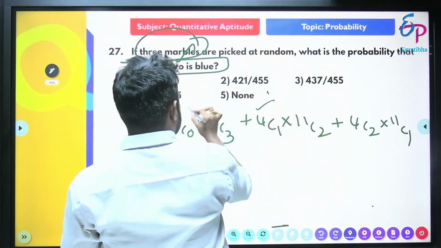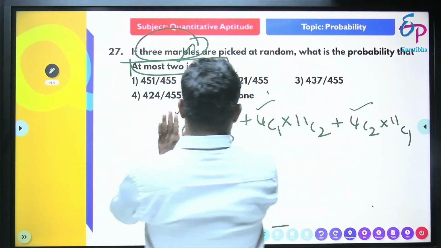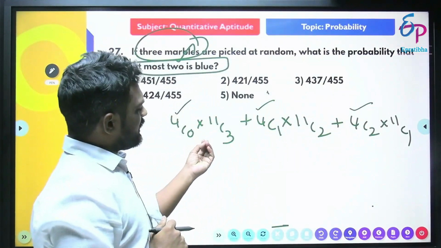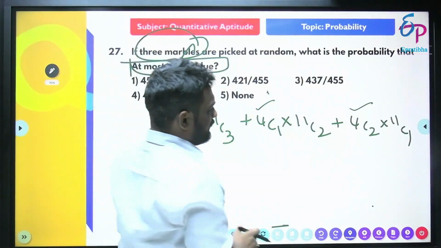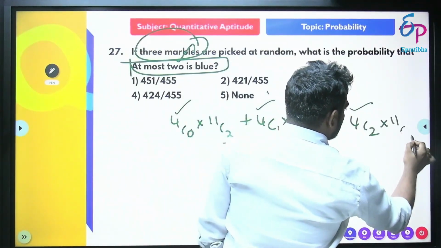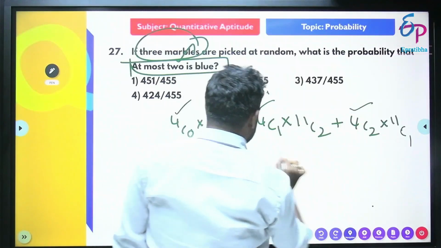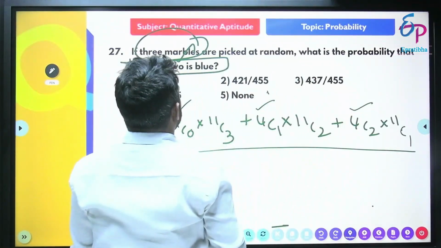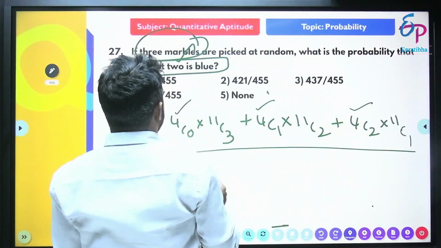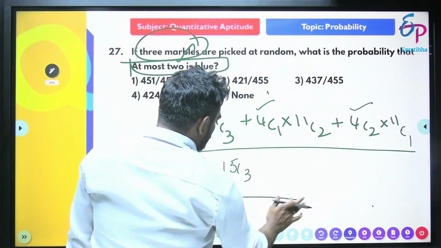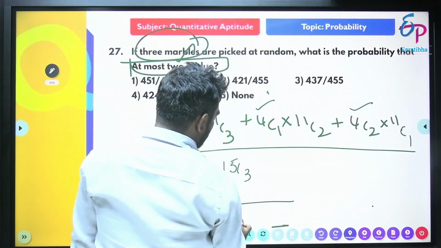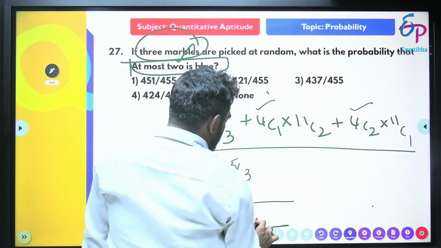This is blue, this is blue, this is blue. Blue are 4, remaining 11 balls we have to select, right? Total it is 3. Here it is 3, here it is 3, here it is 3. So how many total? From 15 balls we have to pick 3. This value should be the denominator. 15C3 value we have calculated as 35 into 13.